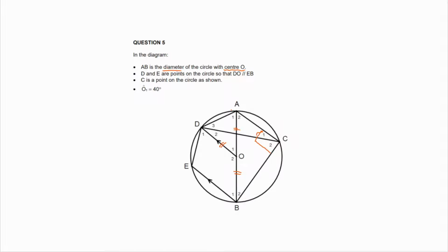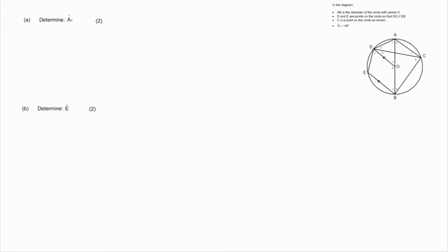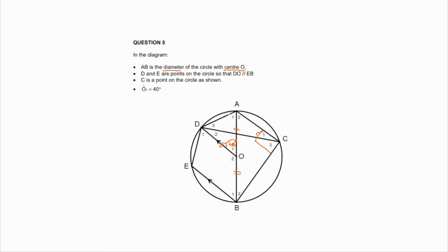They say C is a point on the circle as shown, and then they say that O1 is equal to 40. Very important, they haven't shown that this is 40, so let's add that in. O1 is 40. Now they say determine angle A1, which is over here. I'll go over here because it's a bit bigger. So they're asking for this angle over here, A1.